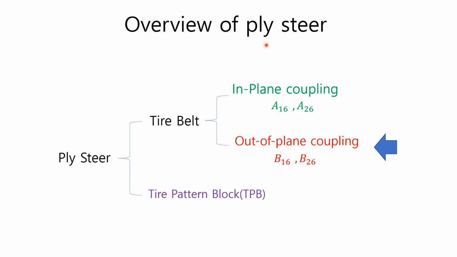This shows all the causes for ply steer. Ply steer can be produced due to tire belt and the tire pattern block, and the ply steer due to tire belt can be produced by either in-plane coupling or out-of-plane coupling, or both of them. I have explained the in-plane coupling in the video number E31, and we are here in the middle of this topic. Tire pattern block will be the next topic.